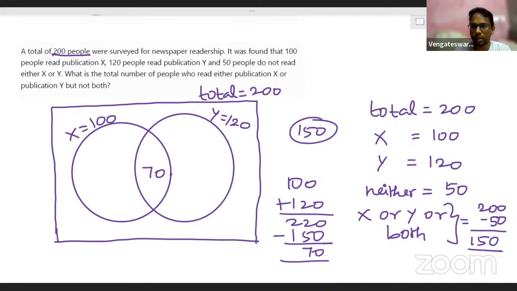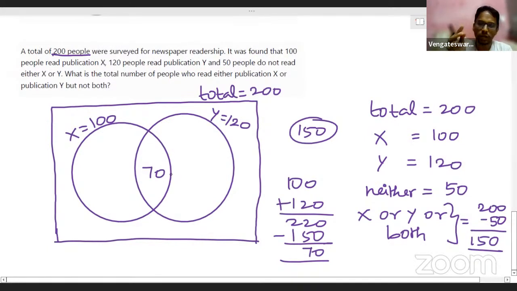That's the meaning. You might have the doubt why we are doing this calculation. Let me explain it very clearly. See here, I have 100 people here. I have 120 people here. When I directly add it, I will get 220 people. But you must understand that the 220 is obtained by double counting this particular region.